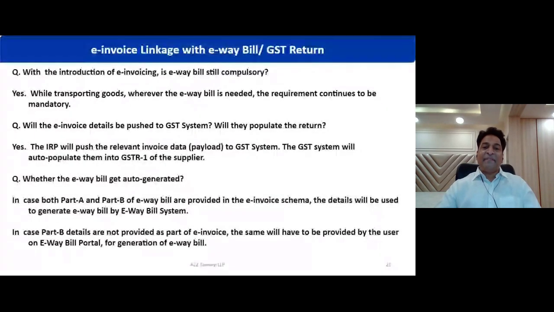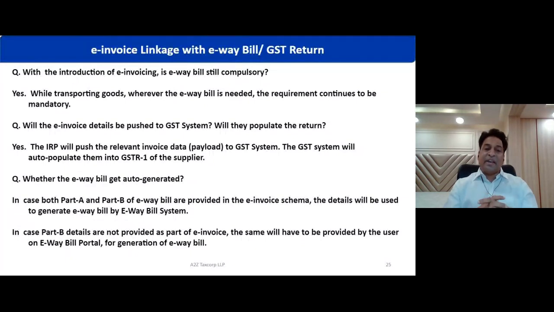Now this is the slide which is talking about linkage: invoice linkage with the e-way bill portal and the GST portal. There are certain questions which are quite frequently asked by participants pan-India. These questions I have selected for clarity. The first important question: with the introduction of e-invoicing, is the e-way bill still compulsory? Answer is yes. Though with the generation of e-invoice it should be done away with, at the moment the e-way bill is needed.